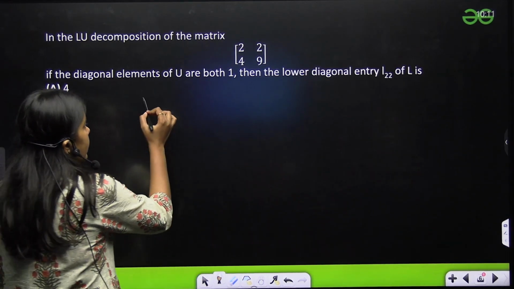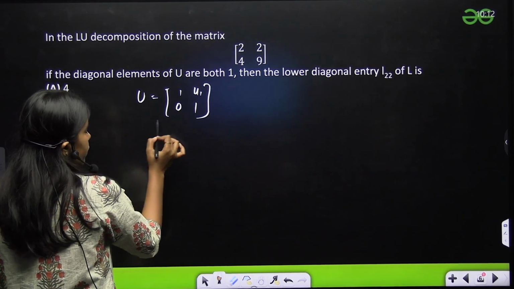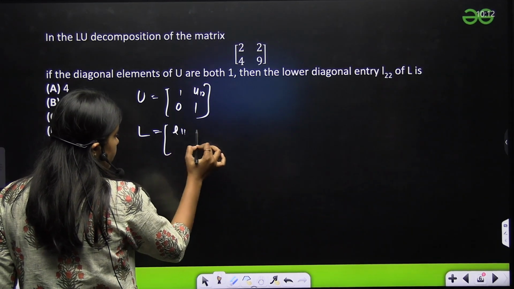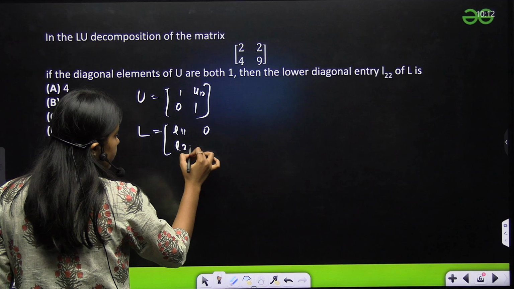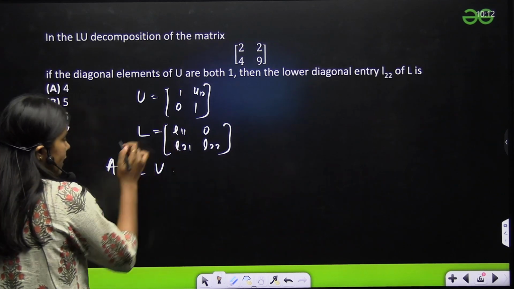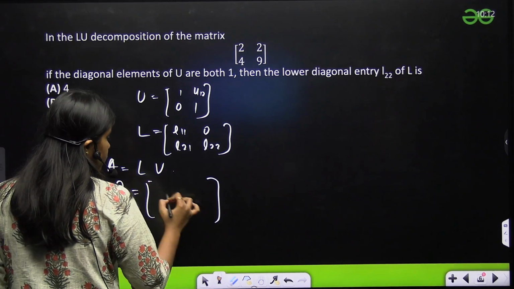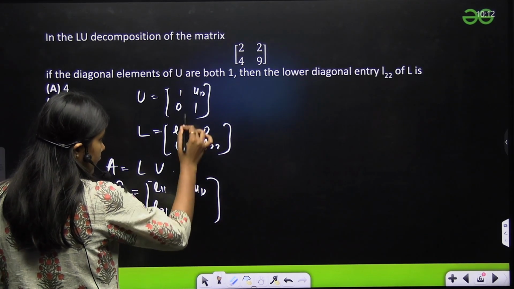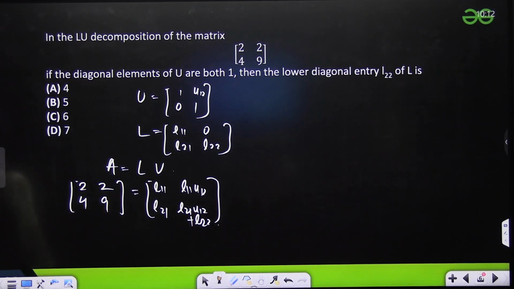So now let's find out L22, where the diagonal entries of U are both taken as 1. Here the entry is given in the form of L22, so let's write it as L22. This is L: L11, 0, L21, L22. What you need to do is solve A equals LU. A is the matrix 2 2 4 9, and multiply L and U, so we get L11, L11 U12, and L21, L21 U12 plus L22. Now you can compare the values to find out all the values here, right?